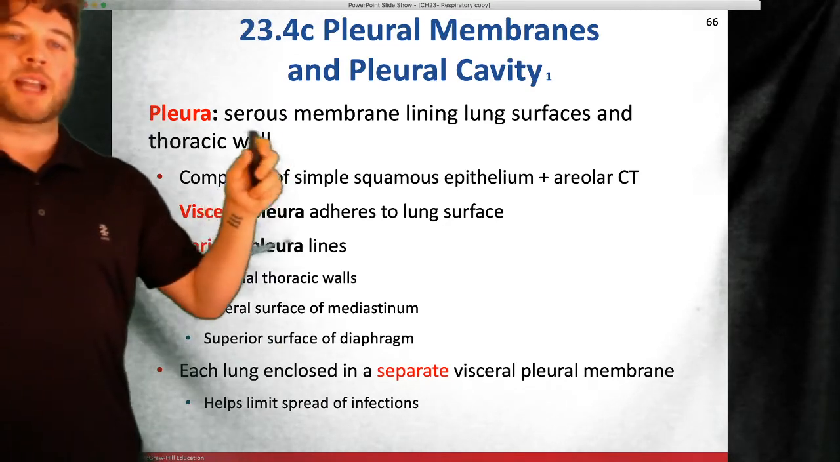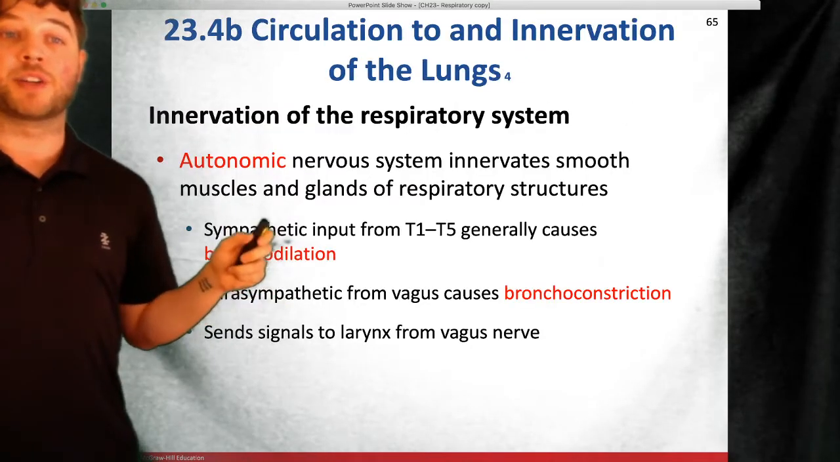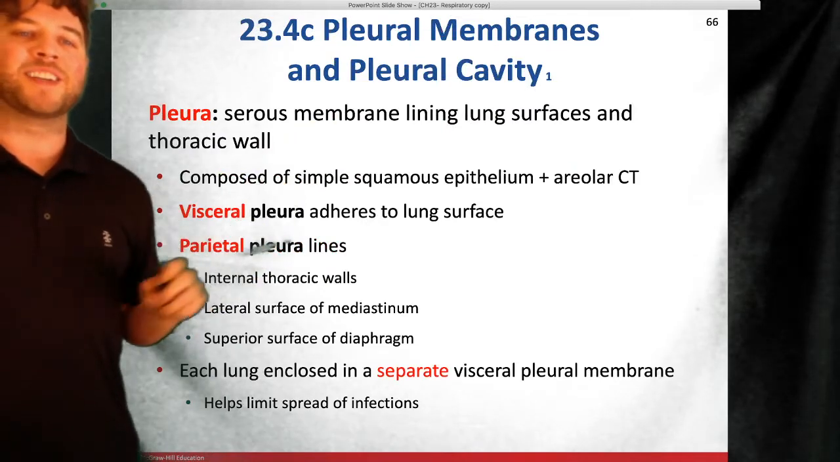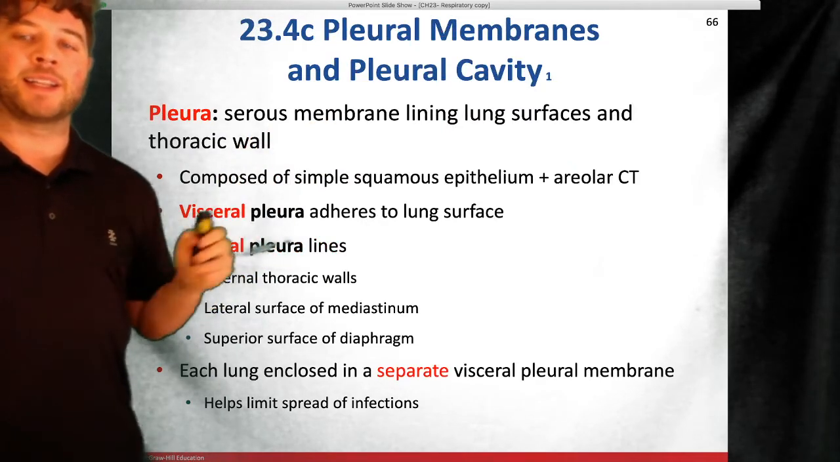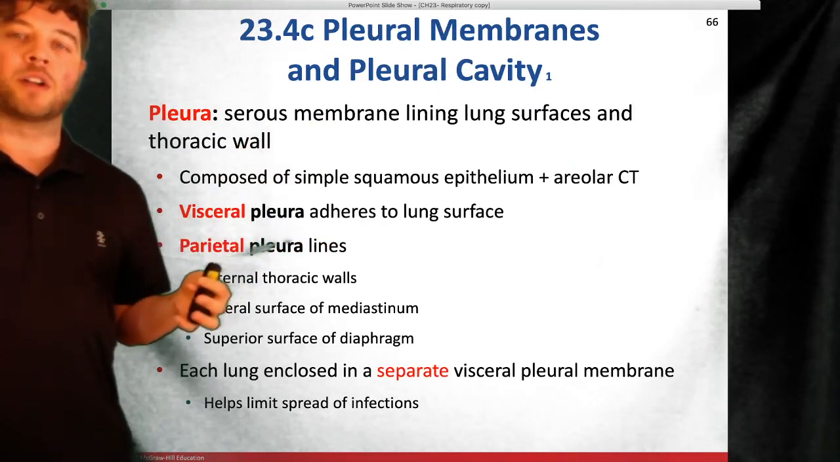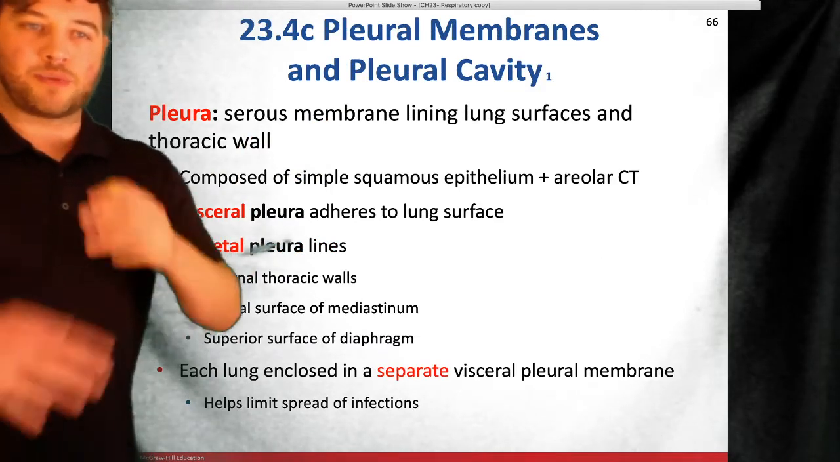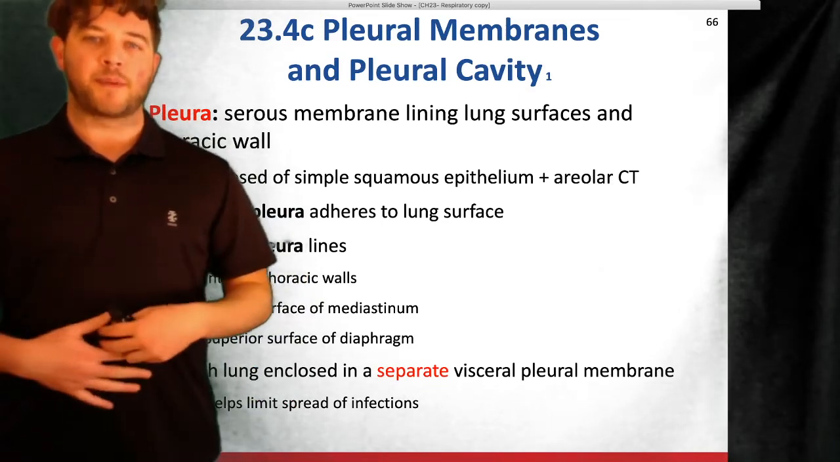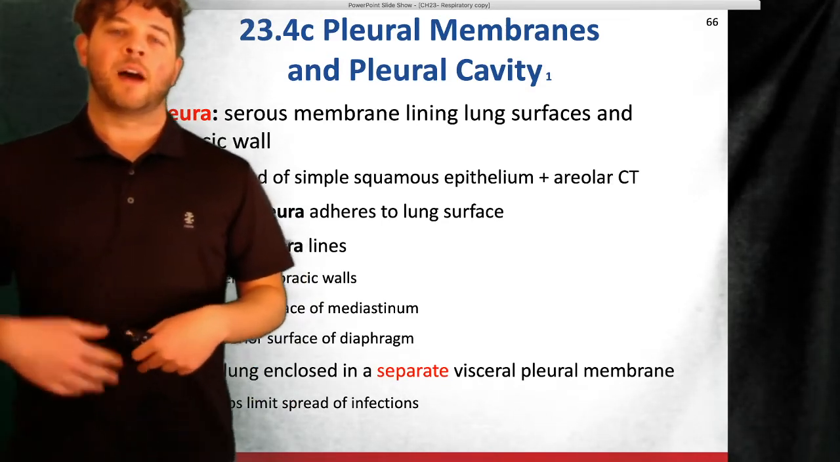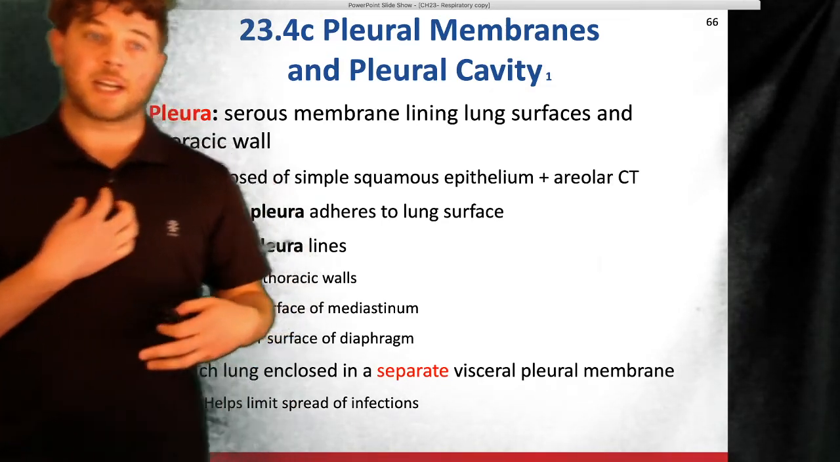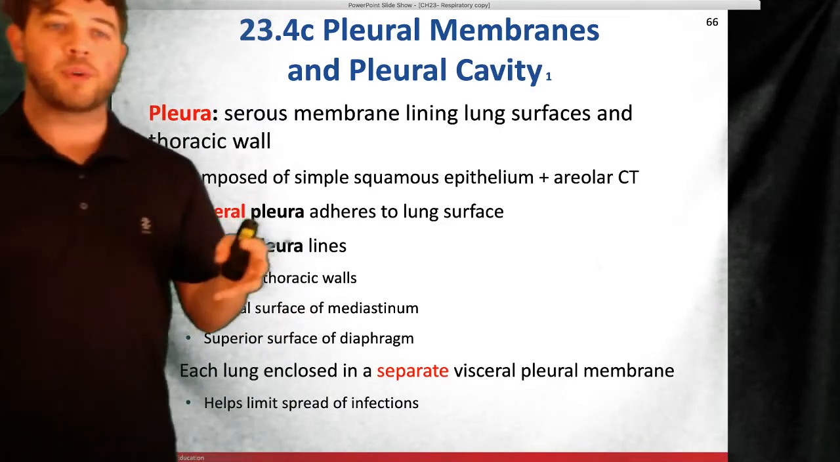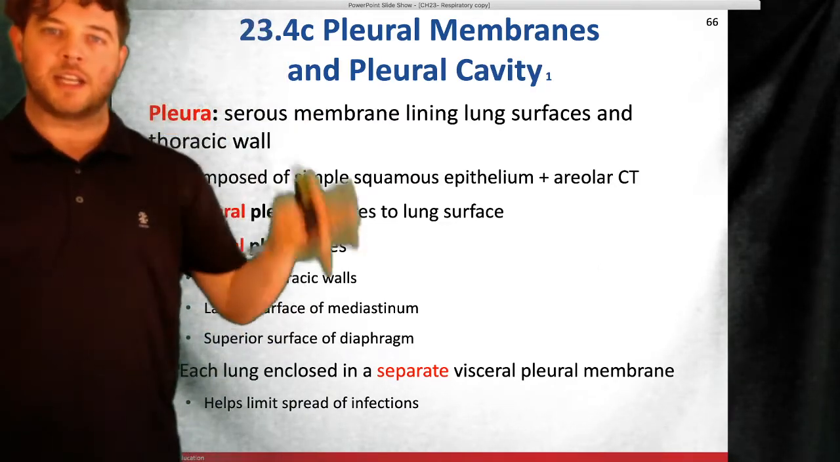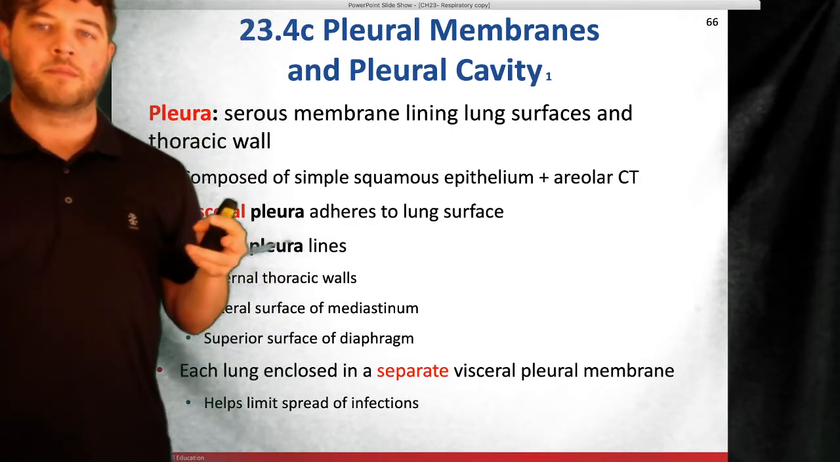Pleural membranes and pleural cavity. That was very, very straightforward, I know. The pleura is a serous membrane lining the lung surfaces and the thoracic wall. There are different membranes all throughout your body. In your lungs, we call them the pleural membranes. In your abdomen, it's the abdominopelvic membrane. For your heart, it's in your mediastinum. So the pleural membrane is just the membrane that contains your lungs.